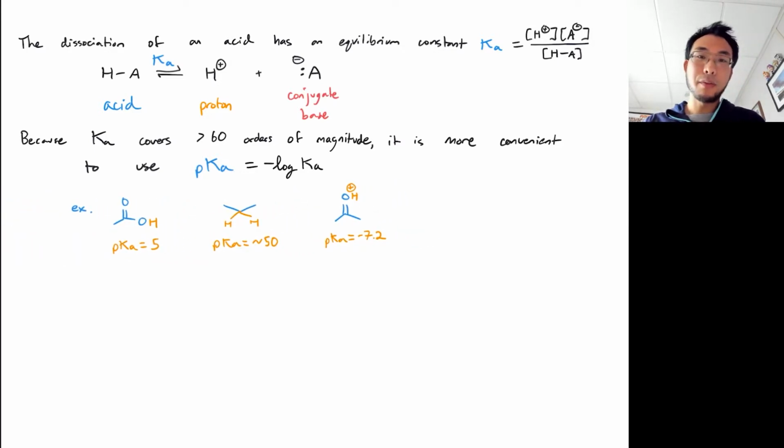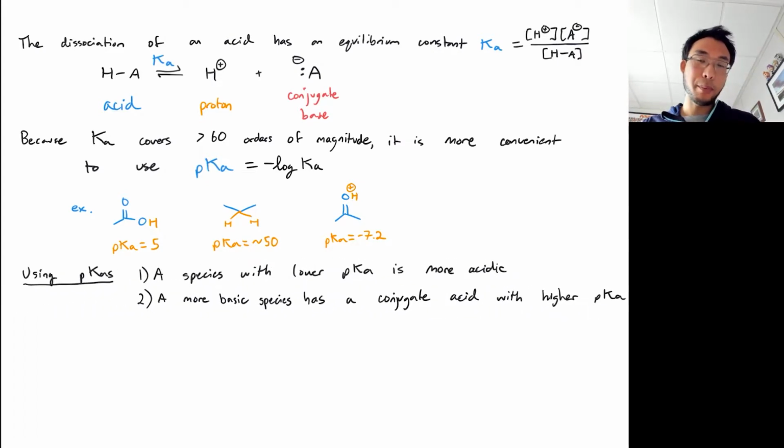Let me give you an example of this range. So here I have three types of protons in three different molecules, and I'm just giving you the pKa ranges here. You can see that this one has a pKa equals 5, this one is 50, so extremely high. This one's negative 7.2, so extremely low.